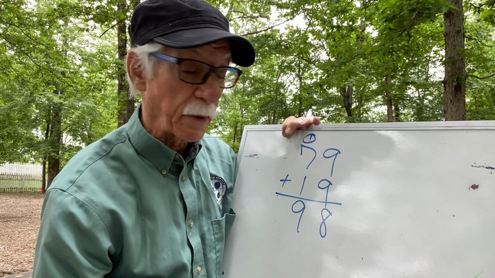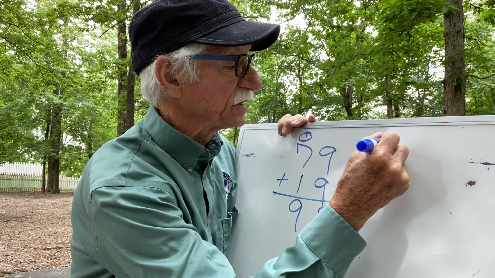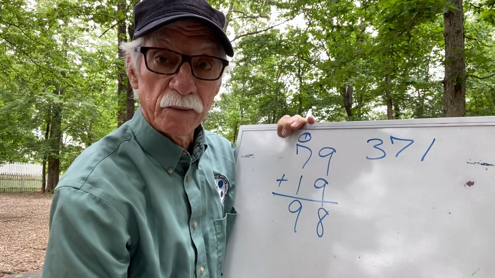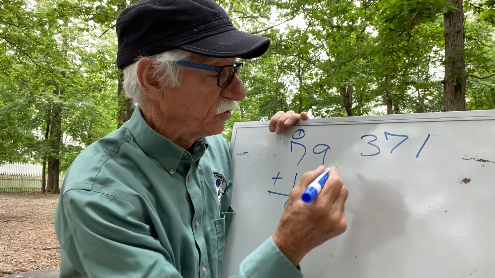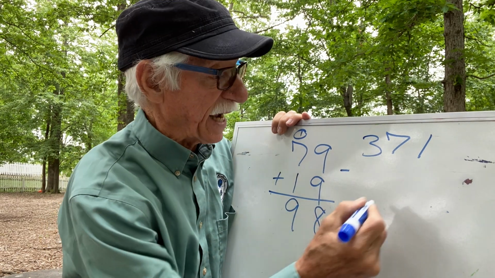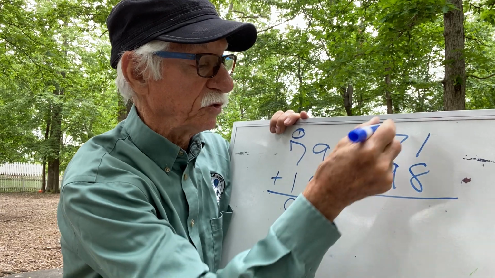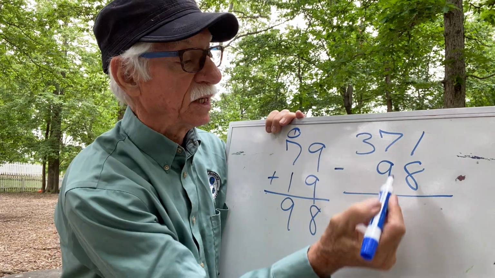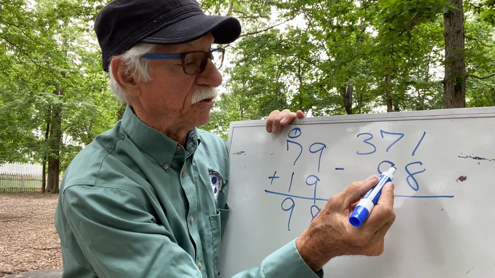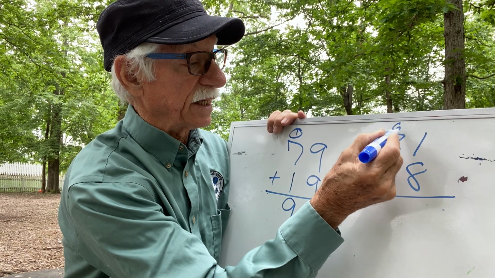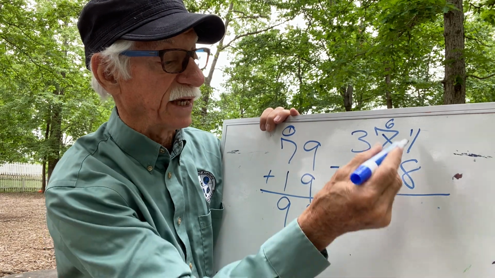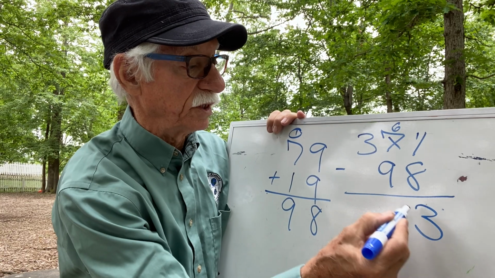But we also know from our problem that there's 371 total pages in Kidnapped. So now we've got to take away the 98 he's read. Make sure you line up your units with units, tens with tens, all right? So can I take 8 units from 1 unit? No, I cannot, but I can get 10 units here. Now I have 11 units, take away 8 is 3 units.